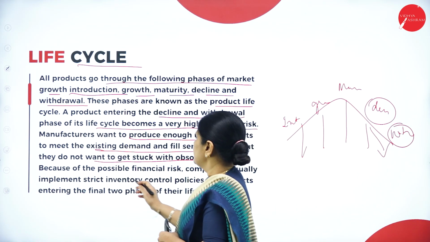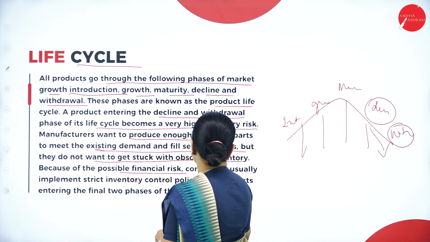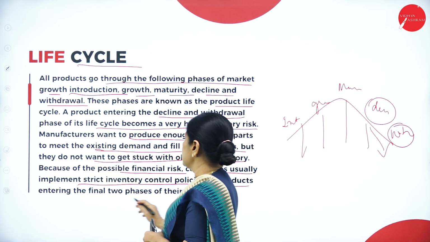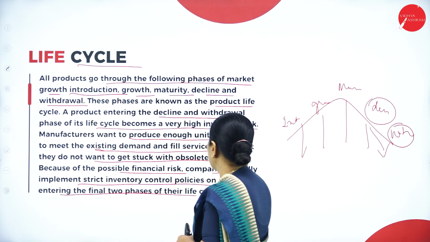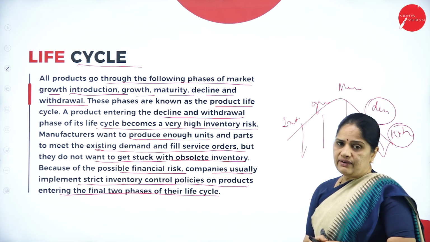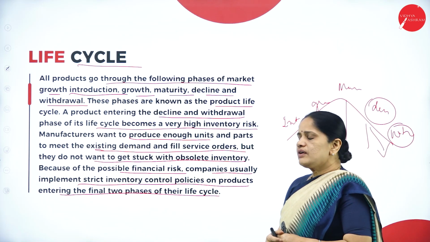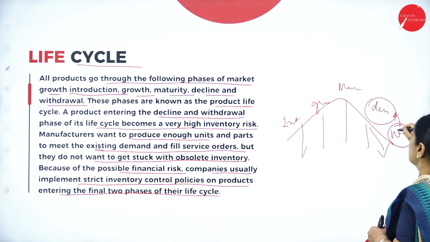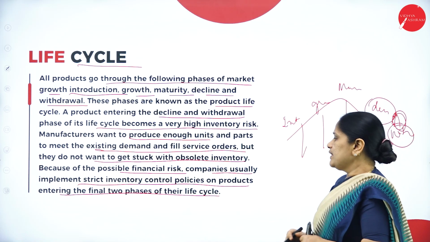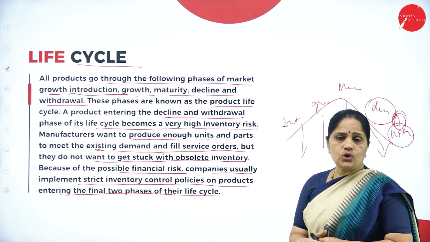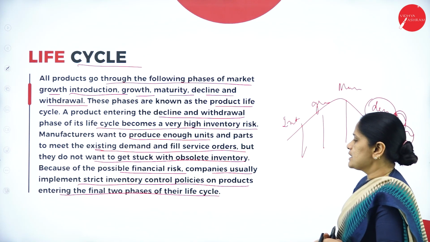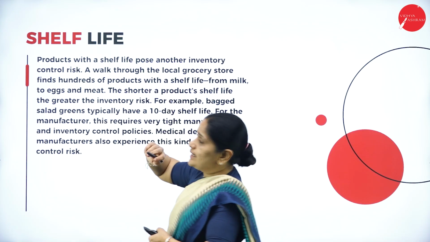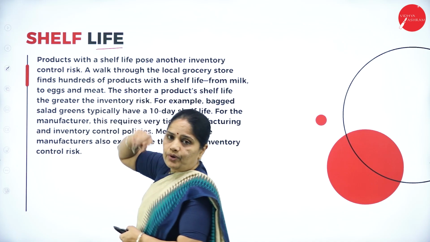Because of the possible financial risk, companies usually implement strict inventory control policies on products entering the final 2 phases of their life cycle. So, because of the possible financial risk involved, any products which enter these 2 stages will have a strict inventory control policy because there is a lot of financial risk involved. Now, the next factor is the shelf life of the product.